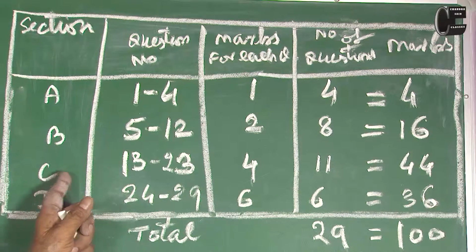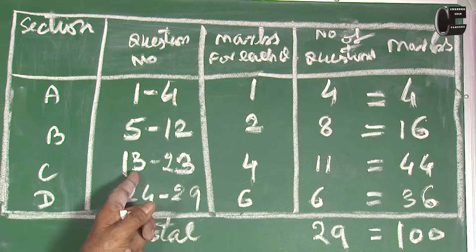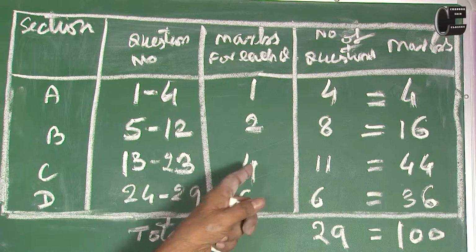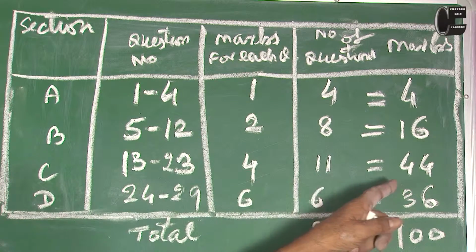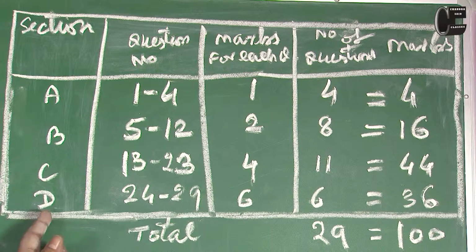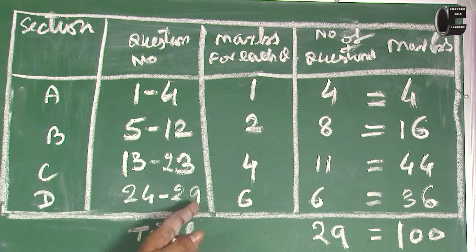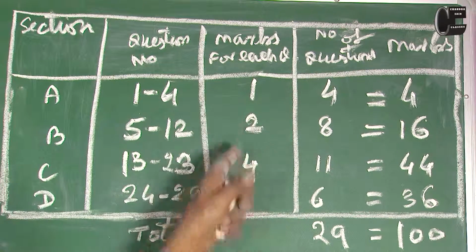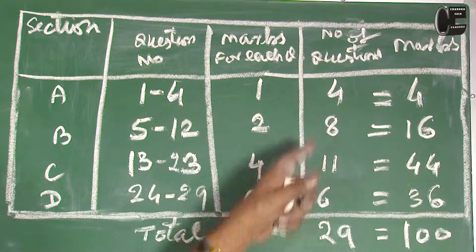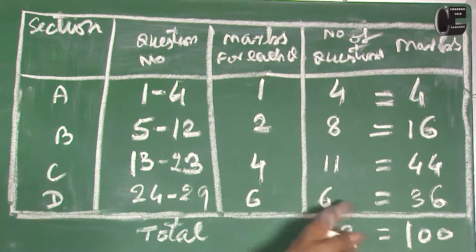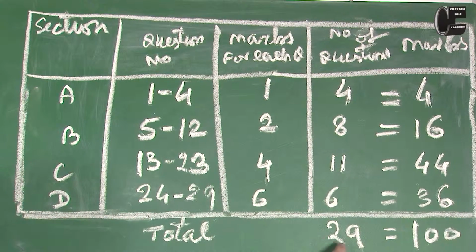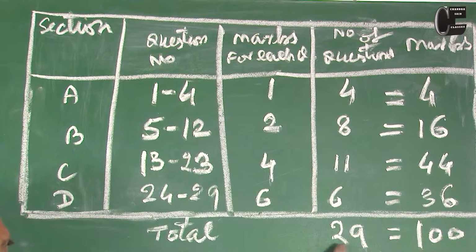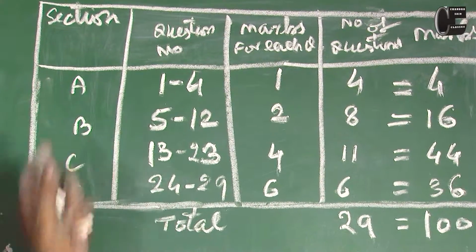After that, section C will contain question number 13 to question number 23 of 4 marks each. The total number of questions in this section will be 11. Therefore, 44 marks. Now we come to section D. It will contain question number 24 to 29 and each question will carry 6 marks. The total number of questions is 6, so there will be 36 marks. Total marks will be 80, and the number of questions in the question paper will be 29.